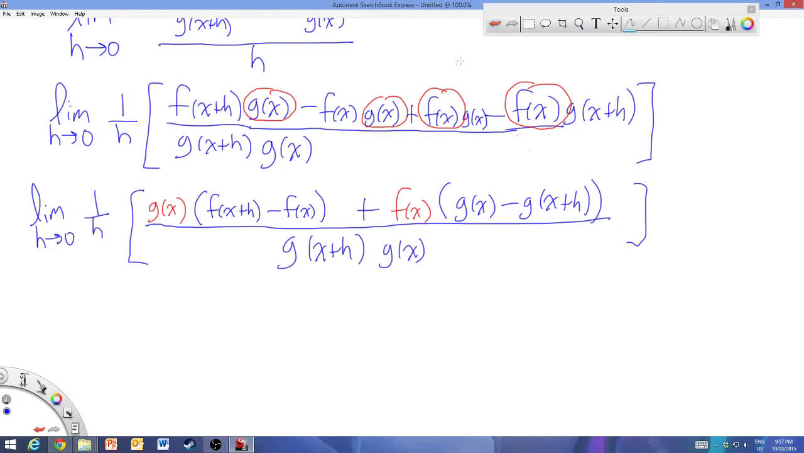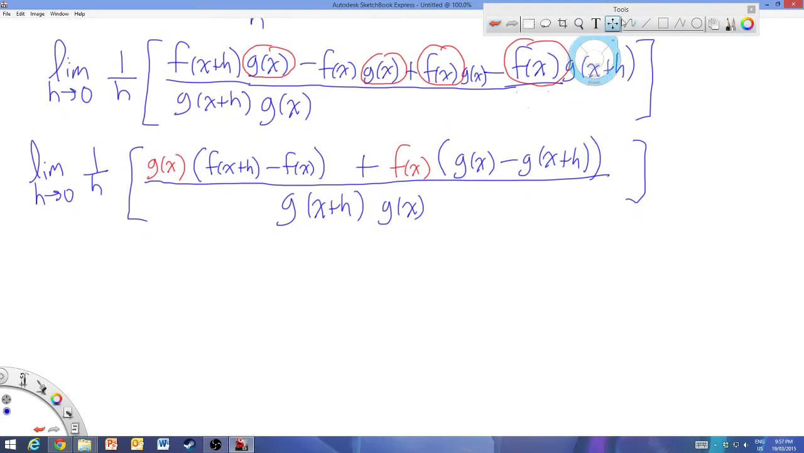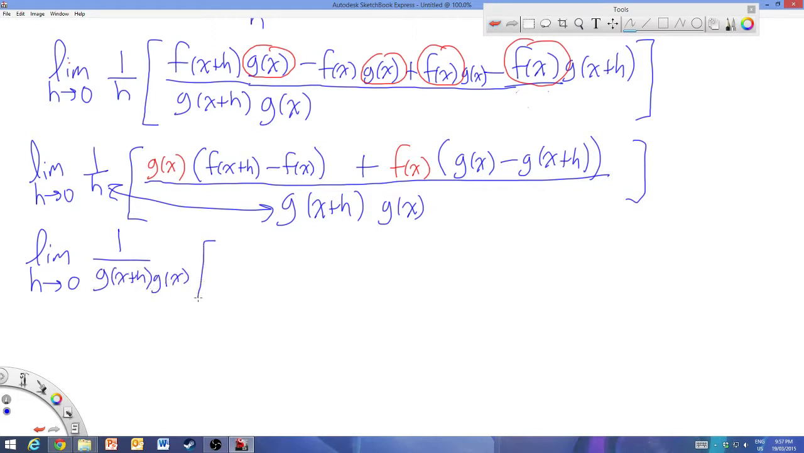Bear with me, we're getting there. I'm going to swap these two out. It's easy enough to do that, just an algebra trick. So I'm going to put 1 over g of x plus h times g of x on the outside. In here, I'm left with g of x, and then f of x plus h minus f of x. I can put that over h, which is exactly what I want. It should be obvious why I did that switch, and if not, just think about it.